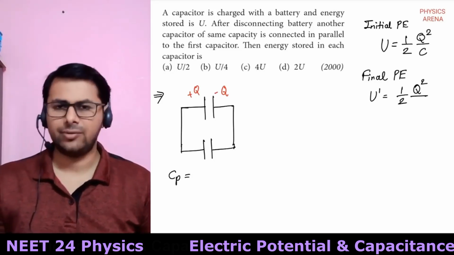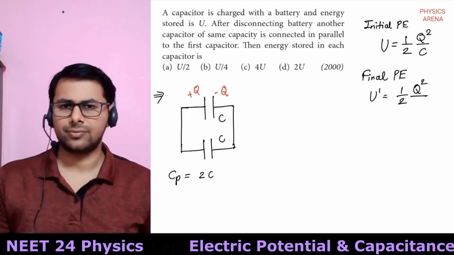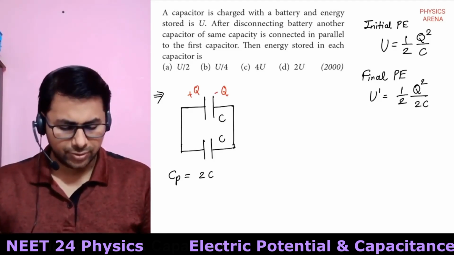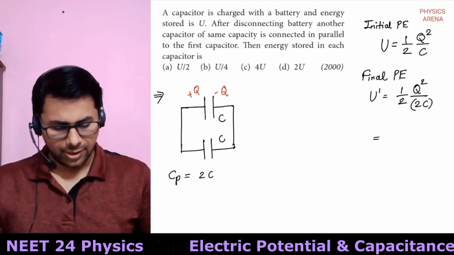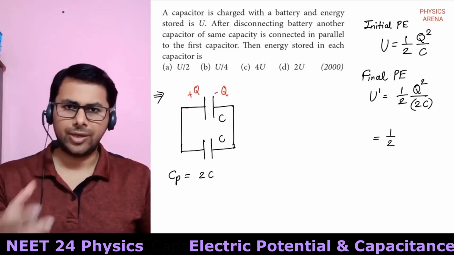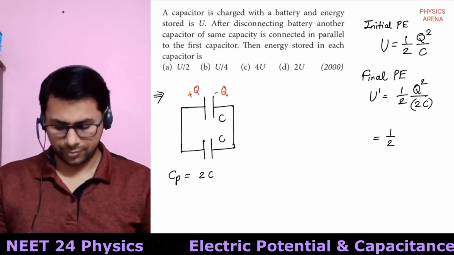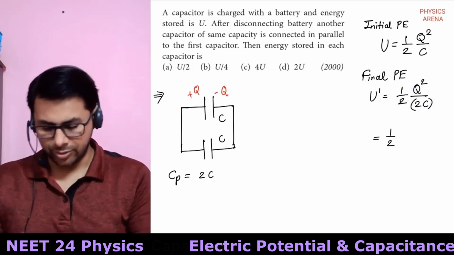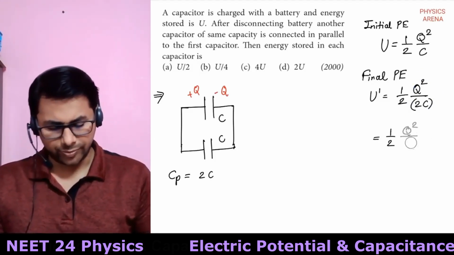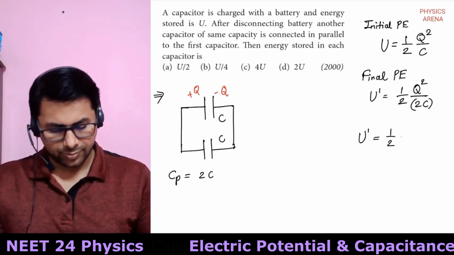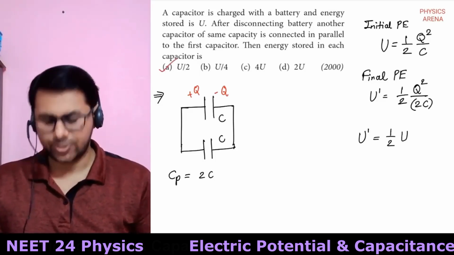So capacitance is Cp, it is equal to C plus C, 2C, right? So it is equal to 2C. So what has happened to the energy? It is half of Q square by 2C. That means it is half of U, right? So its answer is option A.